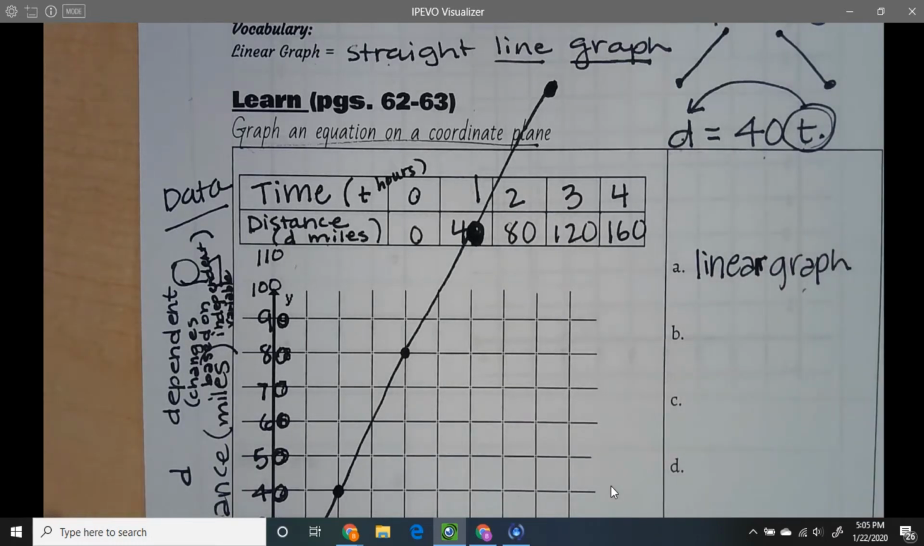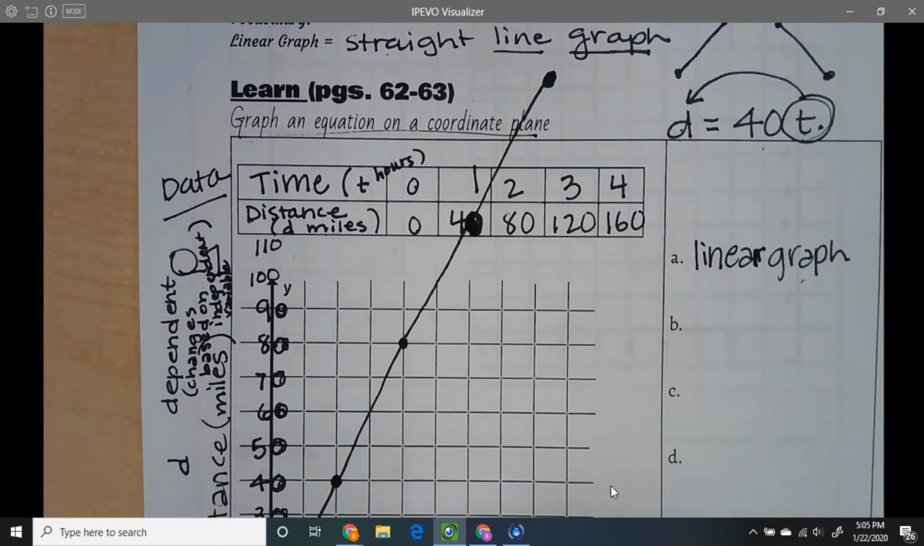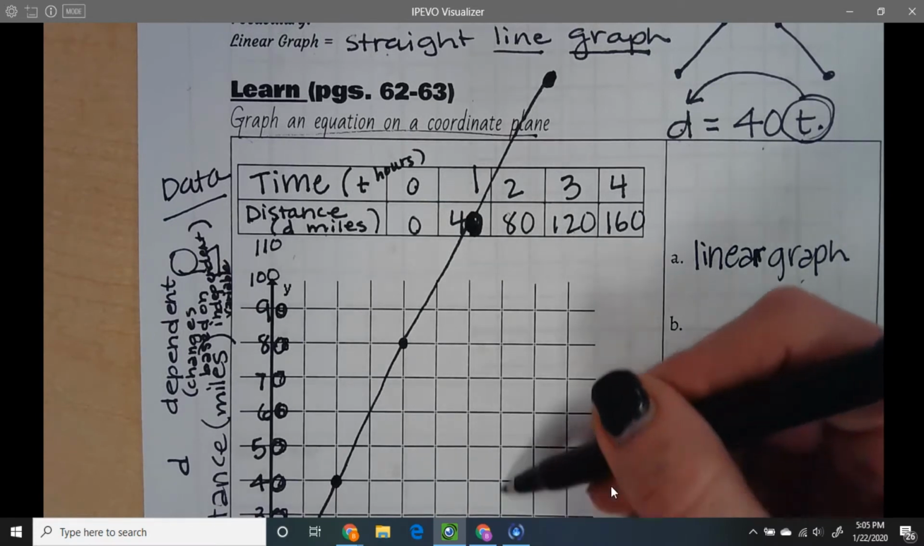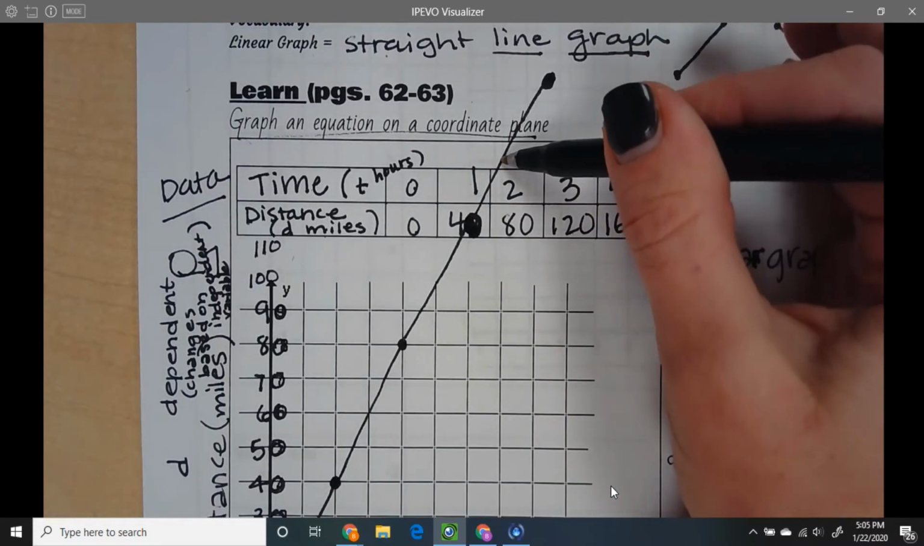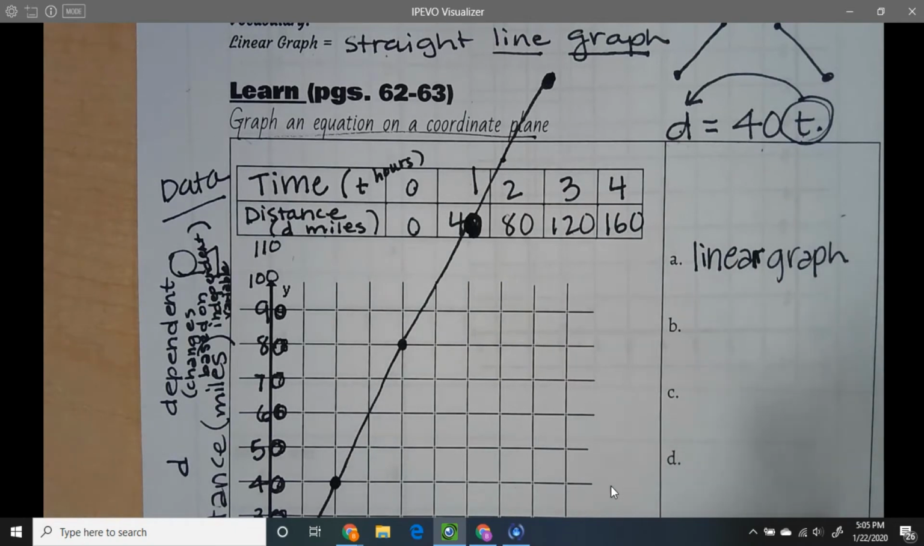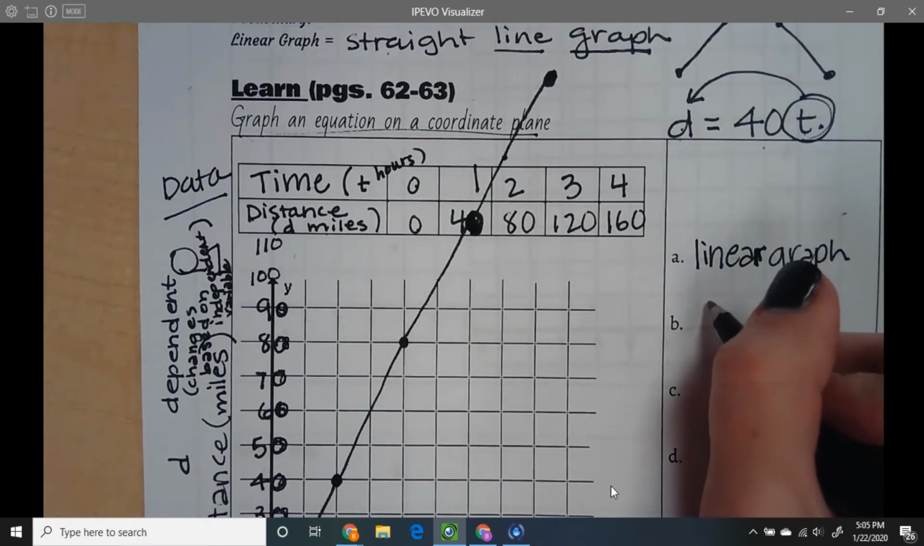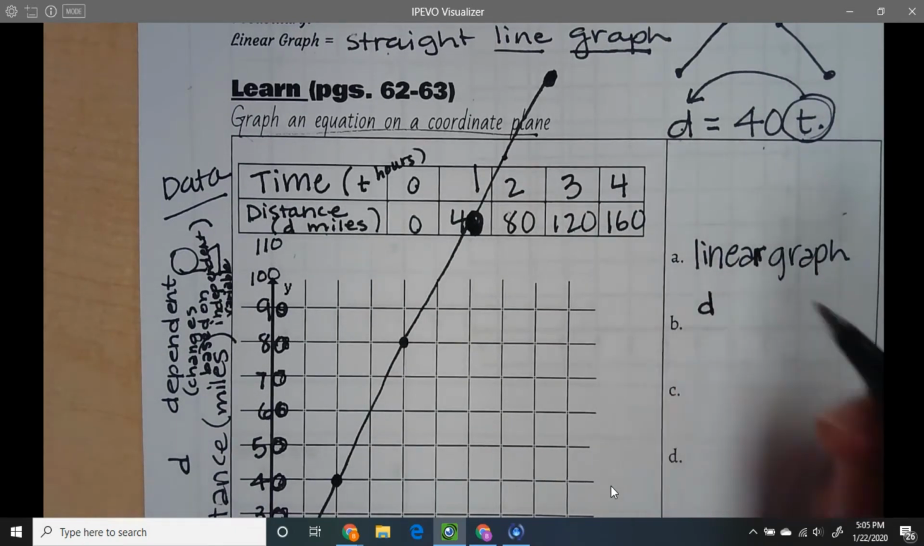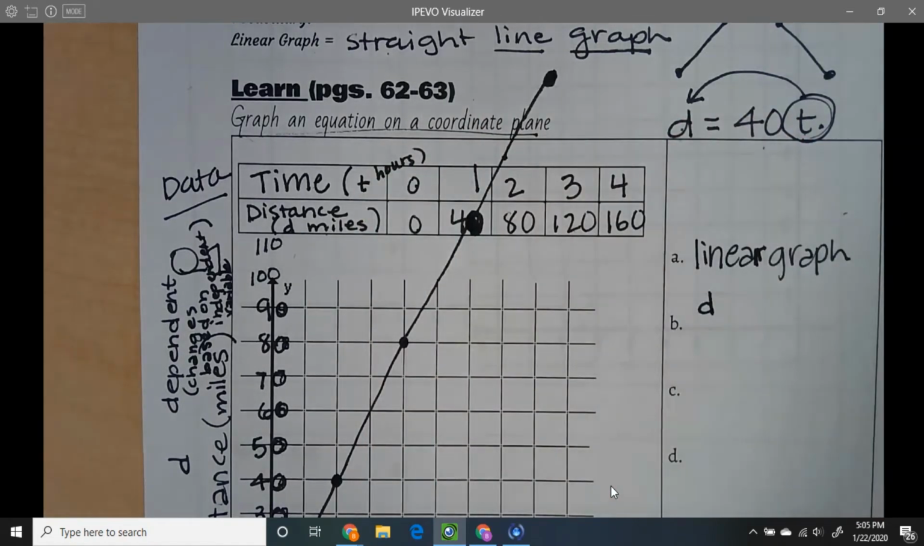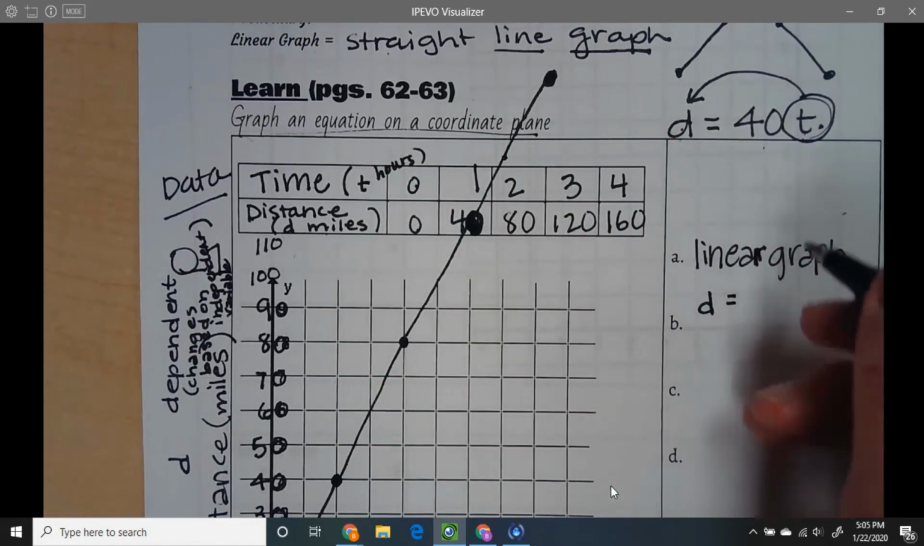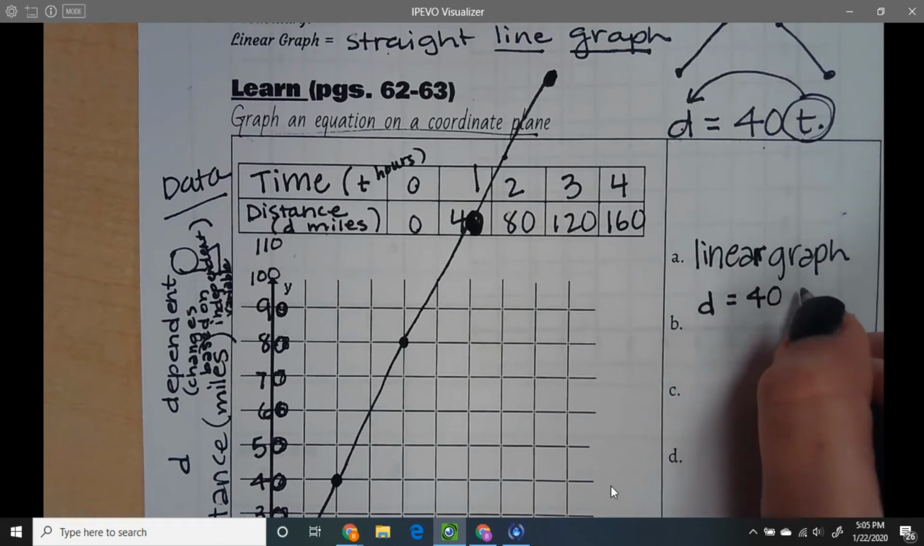And then B says, how far did Angela drive in 3.5 hours? So I would go to 3.5 and go up. And it's off of my graph, which is actually good because it was going to teach you that, yes, I could probably plot it on the graph, but it won't always show you the exact answer. But your equation will.